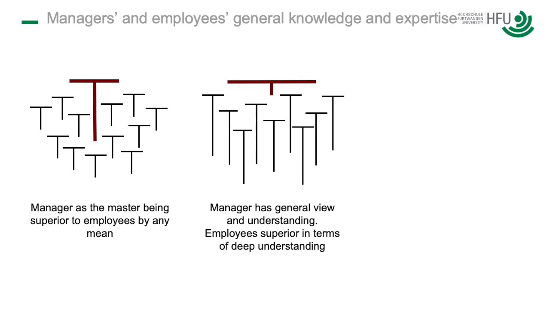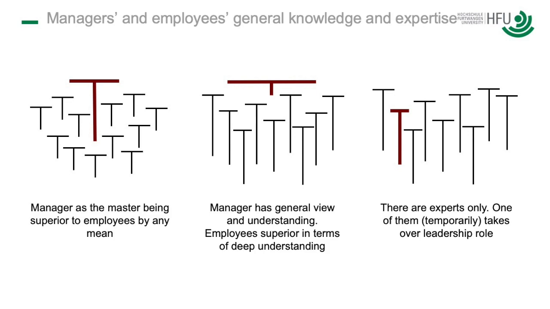Okay, so when we look at the structural and cultural context, I would like to look at these two constellations, the first and the second, but there might be even a third constellation. The third constellation is that there is no boss, no manager who has an overall view above all the employees. It might be more that you have equal experts, a group of experts in a team, and one of these experts is supposed to lead.